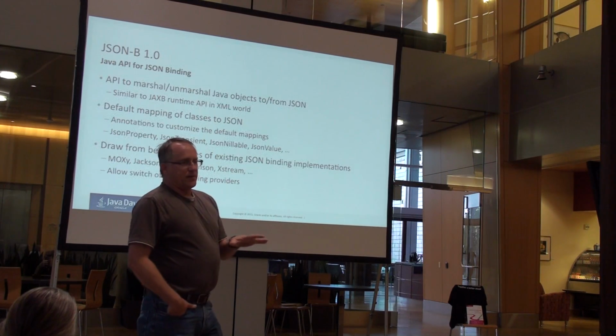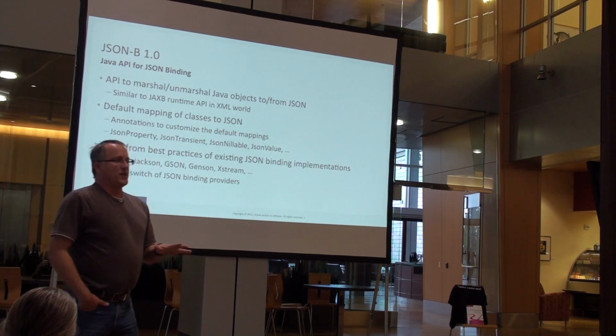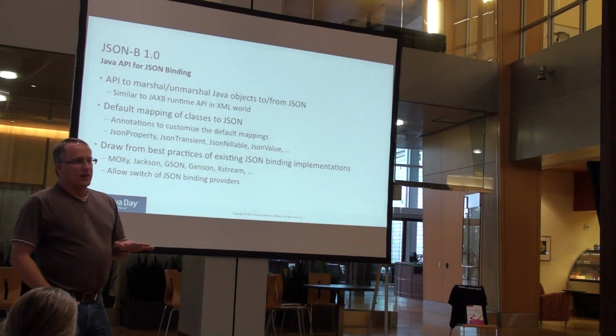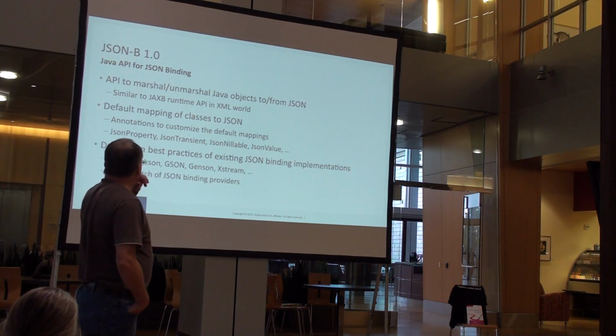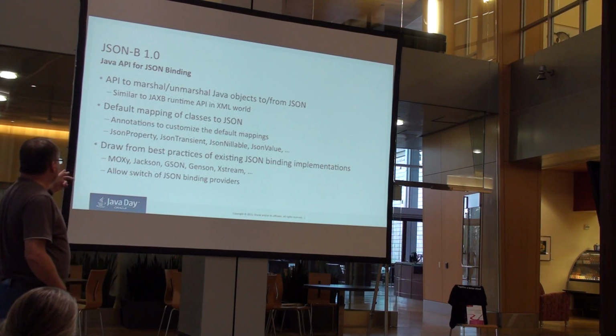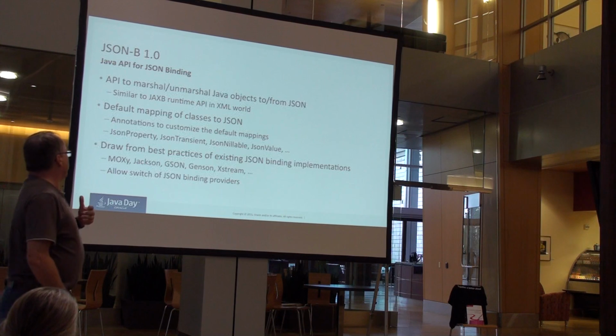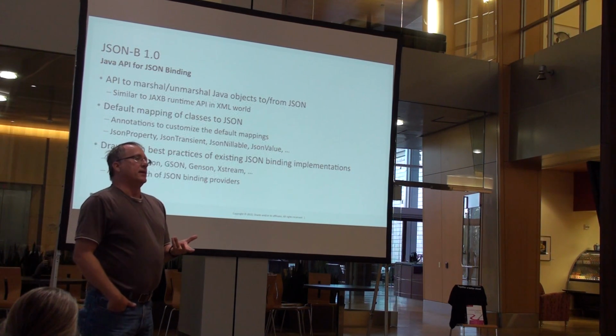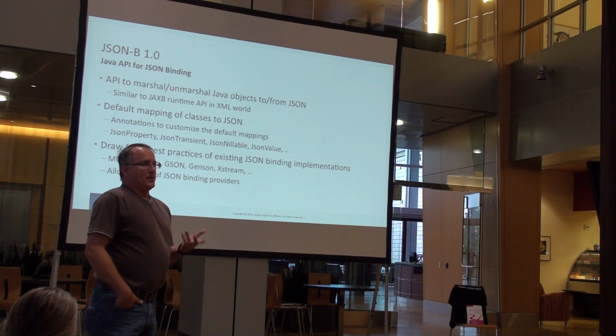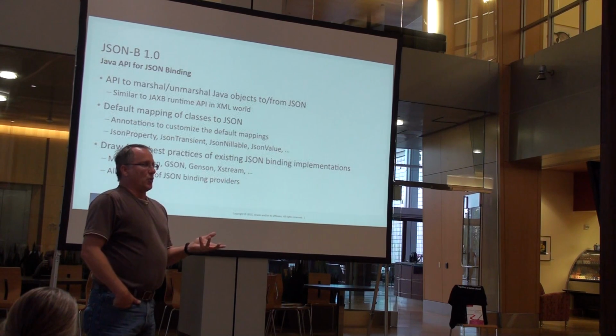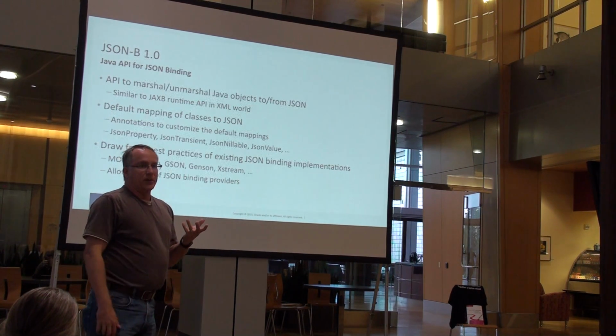JSON binding is basically the same value prop, right? There's a ton of JSON binding implementations out there. Jackson, Jsonb, and MOXy, which is actually developed in the EclipseLink community. It also does JSON binding. And so the idea behind the binding API is, again, you write your code once and you can switch out the implementation underneath, right?